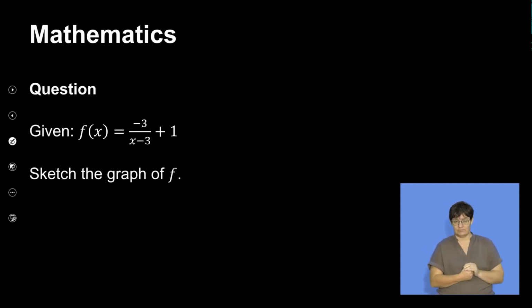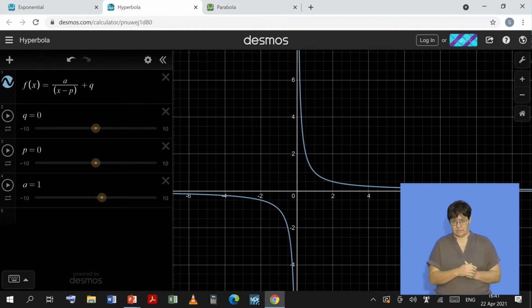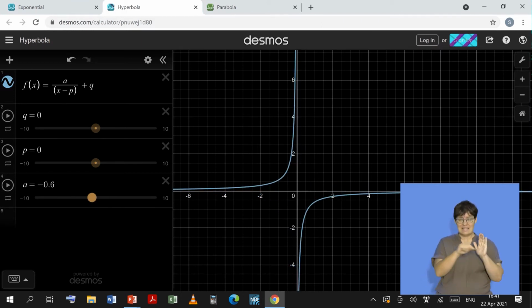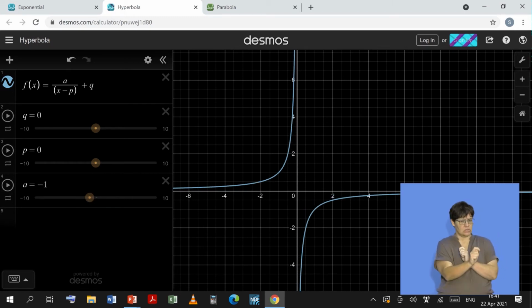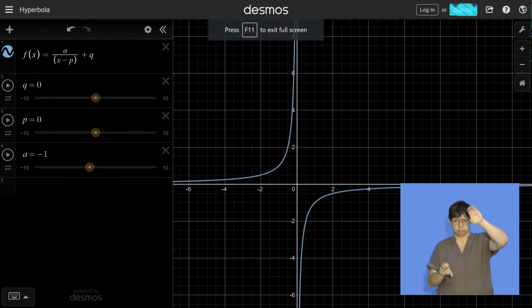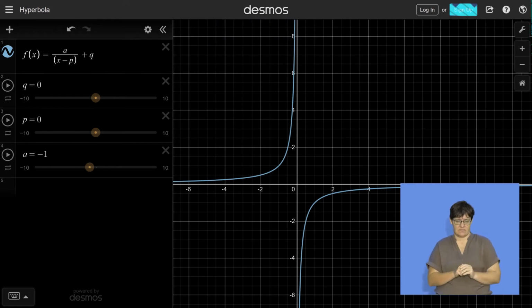And to sketch this graph, you can already see that a is negative there. For it to be negative, we need to quickly see what that does for us, right? If a is negative, firstly, I will start with a equals 1 there, as you can see. As soon as I make it negative, it changes where it was in terms of the quadrants. It is now in the second quadrant and the fourth quadrant because of the negative. So already that gives us the idea where we are going to place our function.